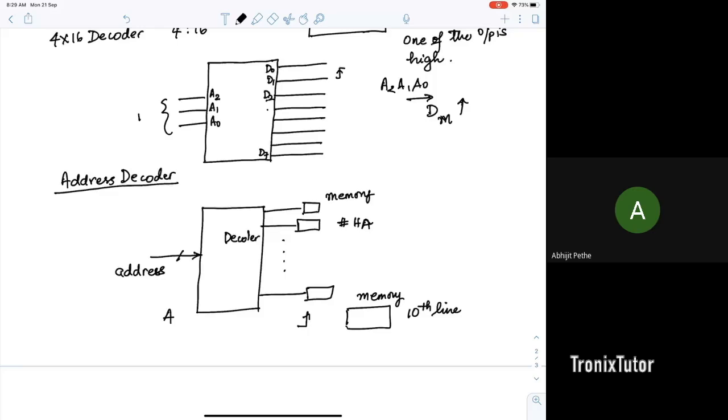So decoders are used very, very commonly in designs, especially in memory. I think towards the end of the class, we'll do memory decoding. It's right there in the name: memory decoding is basically used to decode the address. When you want to access a certain memory in the system, you use its address, and that address is decoded using a decoder.